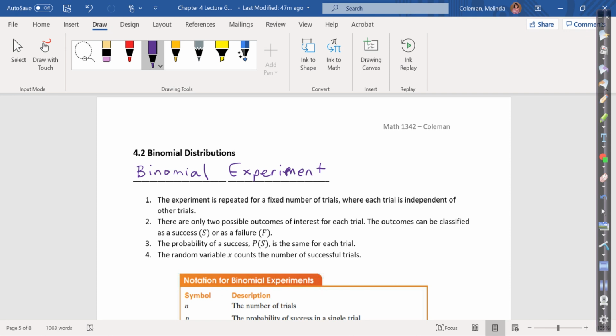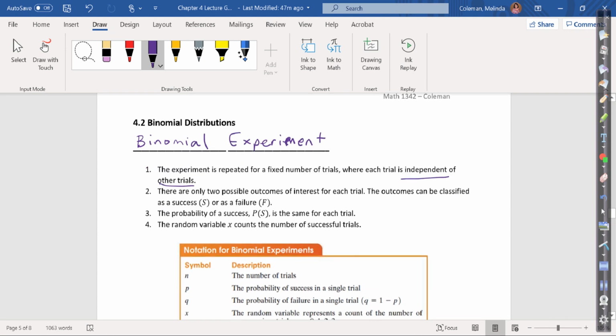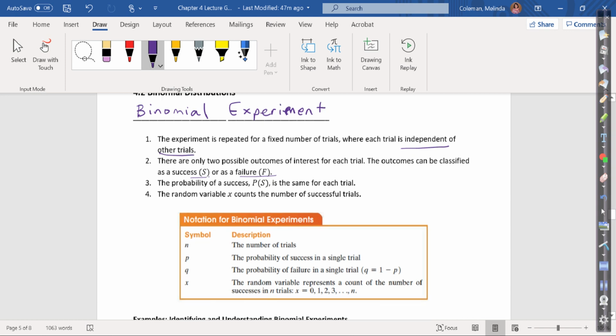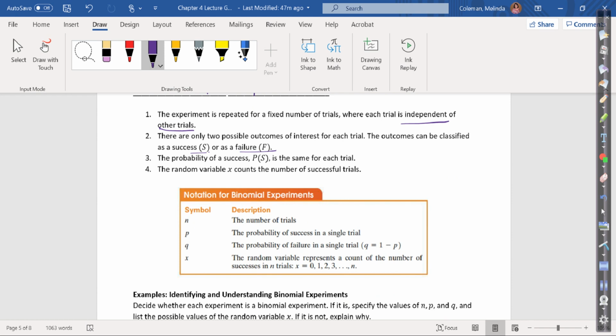A binomial experiment says that we're going to repeat it for a fixed number of trials, and each trial is independent of the other trials. So we have to make sure we're doing the same experiment the same way every time. There are only two possible outcomes of interest. There may be other outcomes, but there's really only two of interest for us. And the outcome is either that it's a success or that it's a failure. The probability of a success, P of S, is the same for each trial. So it has to be the same. And the random variable X counts the number of successful trials.